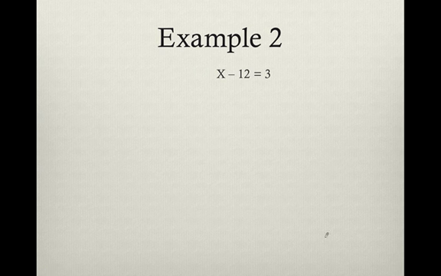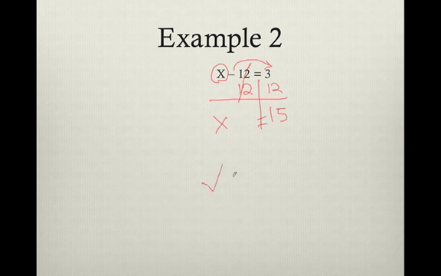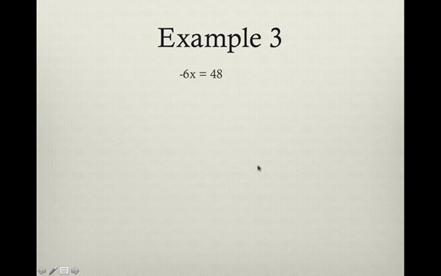Okay, in this example, it's the same type of thing. We want the x to be by itself. We need to get rid of a minus 12 or a negative 12. So we're going to add 12 to both sides. You could put a plus sign there if you want. Most of the time you'll see that I usually don't. Additive inverses give you 0. Signs are the same. I add. So I get x is equal to 15. Don't forget to check it.